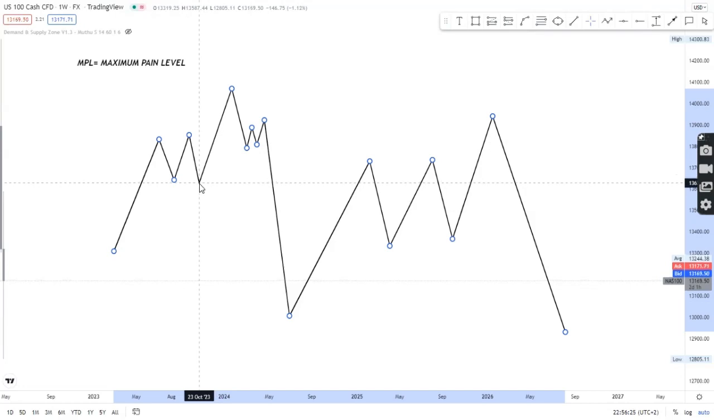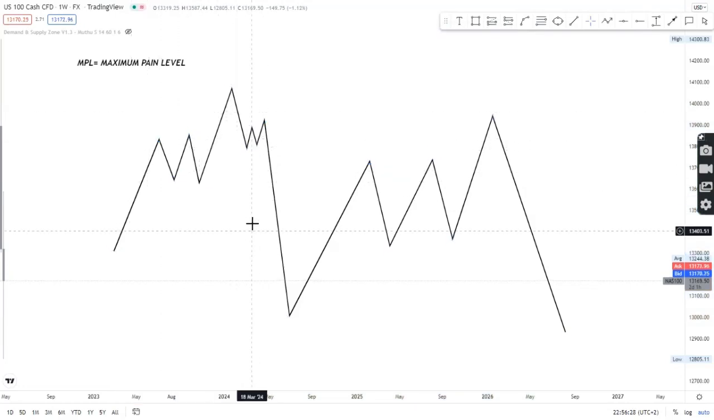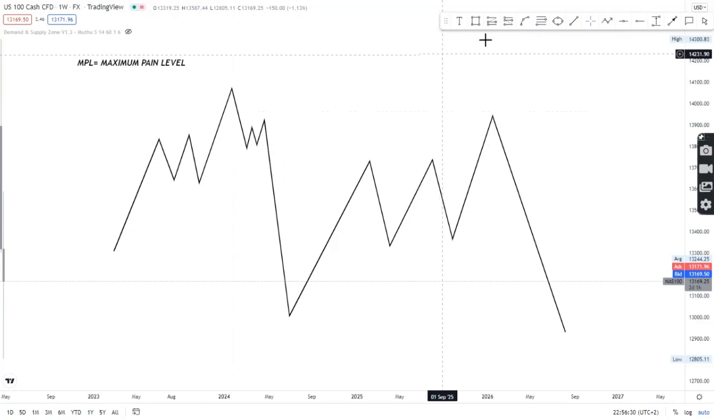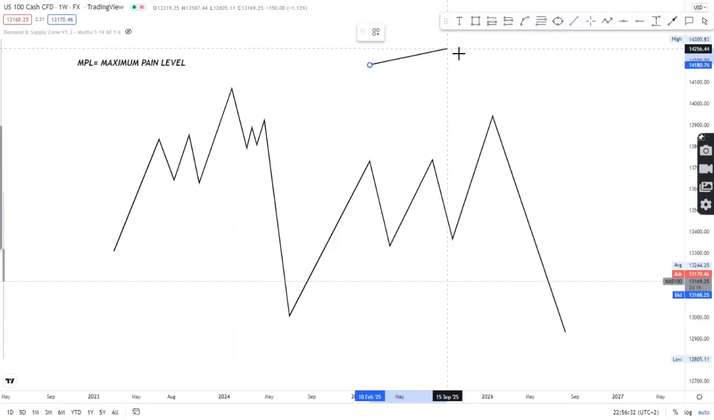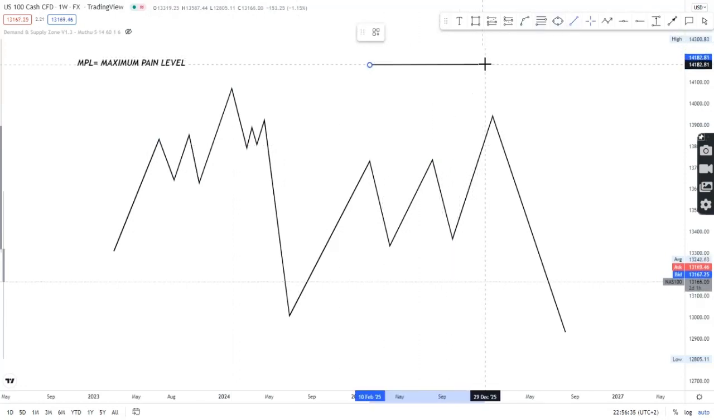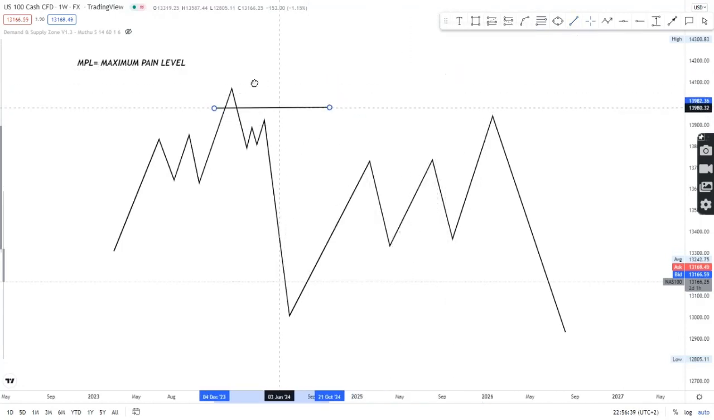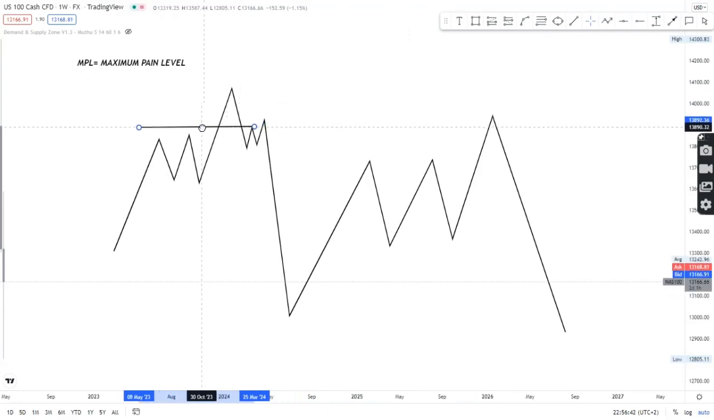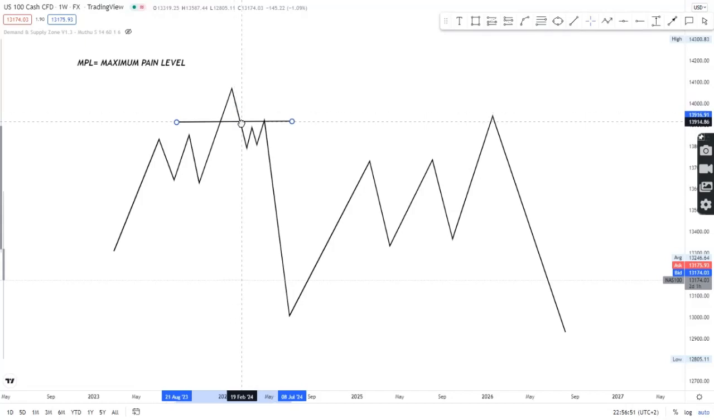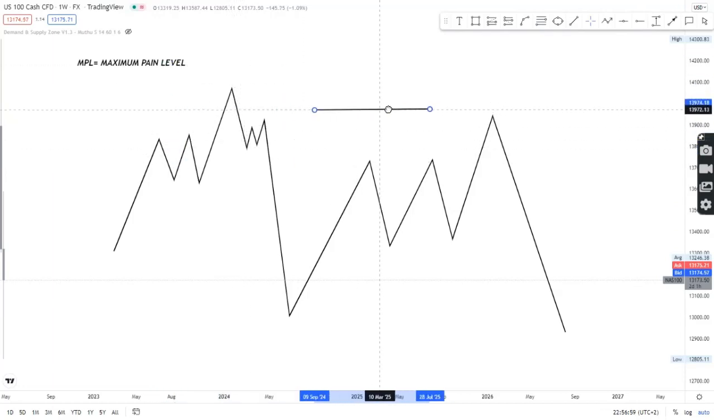Okay, it will look like this here. So what you can do is get a horizontal line and look for levels where the market is respecting several times, either from the upside or from the downside. So that's usually where your MPL is. Okay, that's where usually the MPL is. You're going to have rejections from the upside and from the bottom. That's how you identify an MPL.